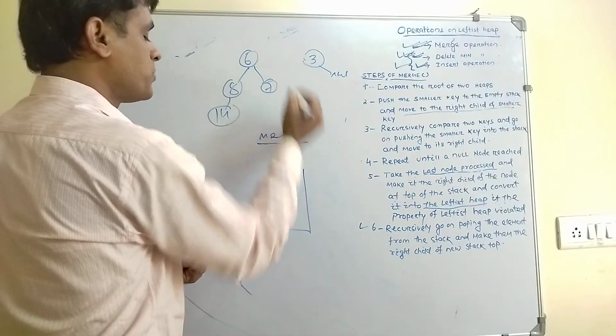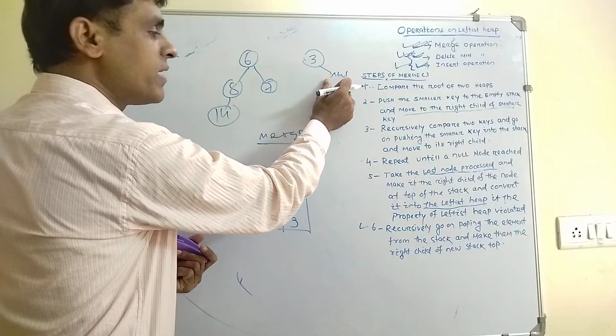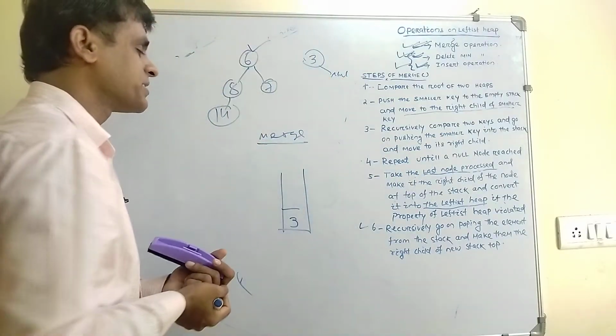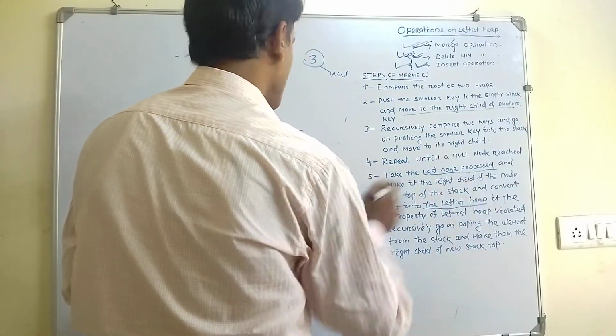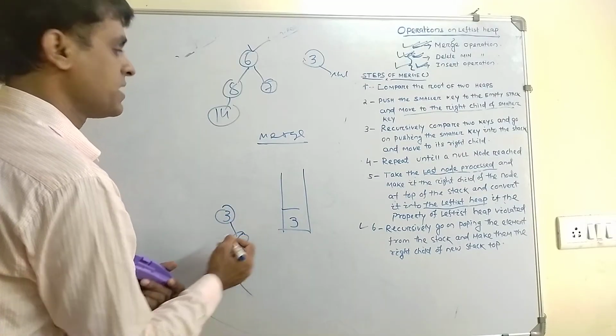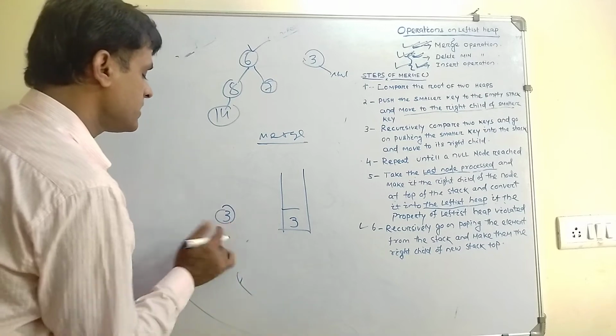So when you have pushed 3 into the stack and you reach the null value, what do you have to do? Now you have to take the last node processed. Last node processed is 6. And make it the right child of the node at the top of the stack. Top of the stack is 3. So 3's right child will be 6. And check if the leftist heap property is violated. Yes, violated. You have to put it in the left child.